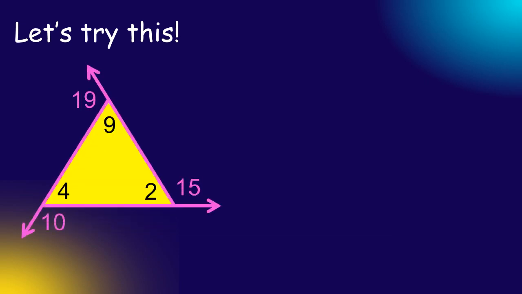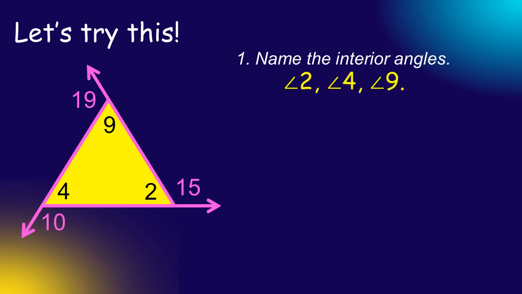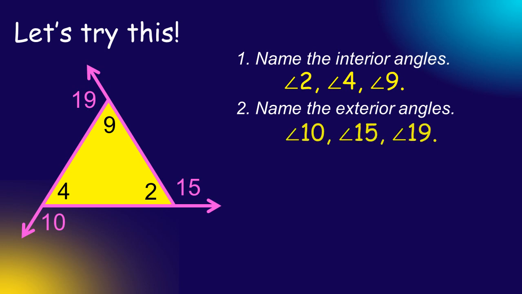Now, let's try this. Given this triangle, number 1, name the interior angles. What do you think are the interior angles? Very good. They are angle 2, angle 4, and angle 9. What about this? Name the exterior angles. Very good. The exterior angles are angle 10, angle 15, and angle 19.